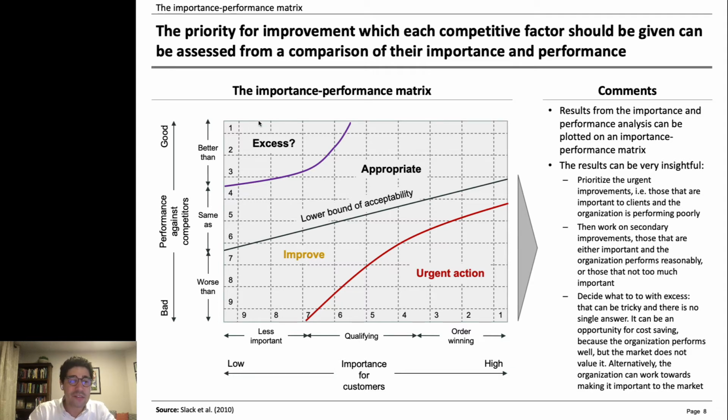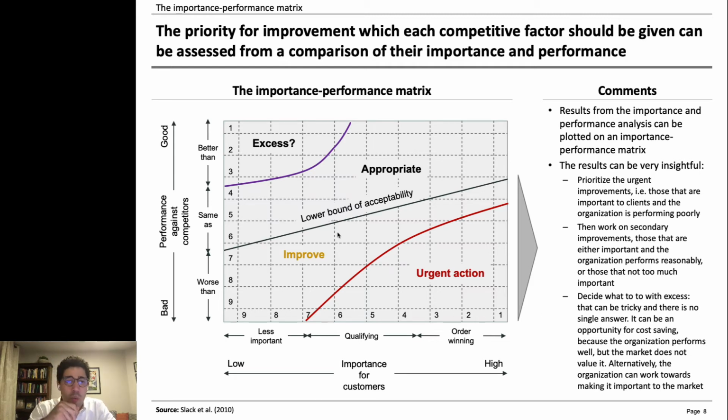On the other hand, on the opposite side, we have the excess, when we are better than competitors on something that the customers don't give any importance. And then we have what can be seen as the appropriate level, on which we are at least the same as competitors, and the customers give some importance. We have an area that we can improve.